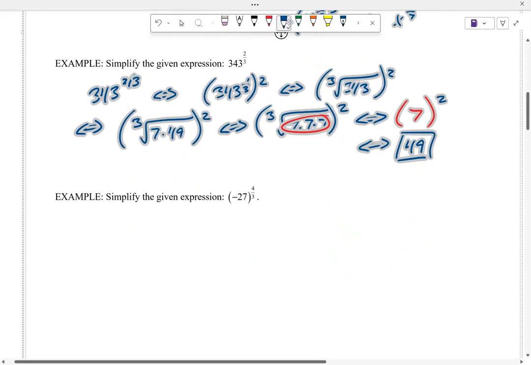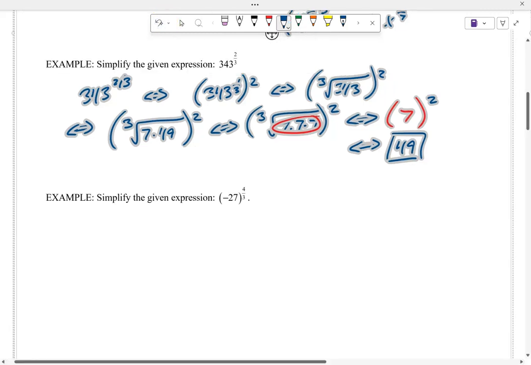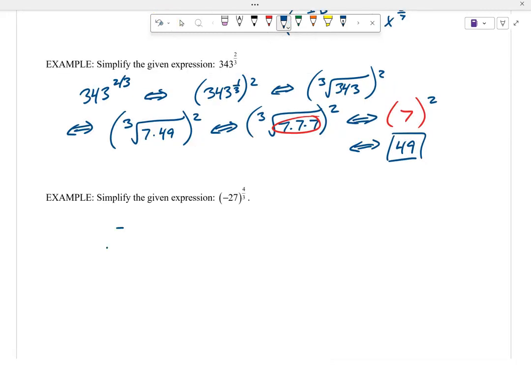This next one we got negative 27 to the 4/3. So I'm going to write that as to the 1/3, to the 4th. See how that's still 4/3, right? So I'm taking the third root of negative 27. So can I have 3 things being multiplied to give me negative 27? Can I have an odd root of a negative number? Yeah, sure you can, right?